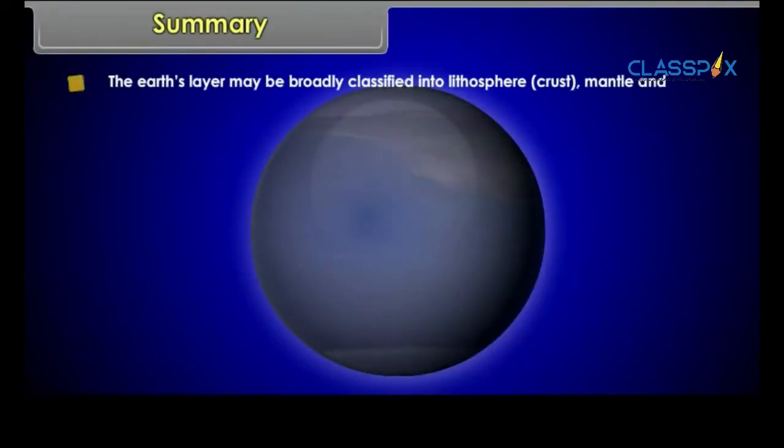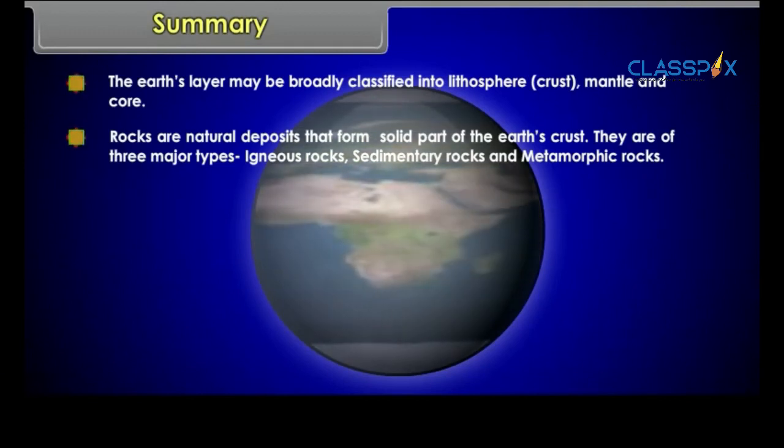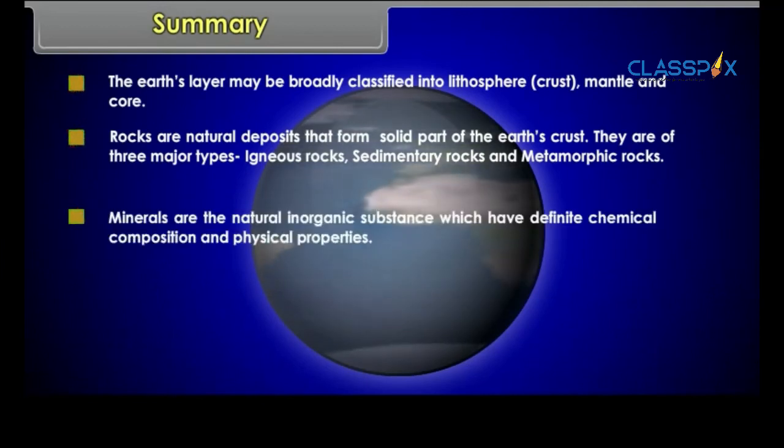Summary. The Earth's layers may be broadly classified into lithosphere or crust, mantle and core. Rocks are natural deposits that form the solid part of the Earth's crust. They are of three major types: igneous rocks, sedimentary rocks, and metamorphic rocks. Minerals are natural inorganic substances which have definite chemical composition and physical properties.